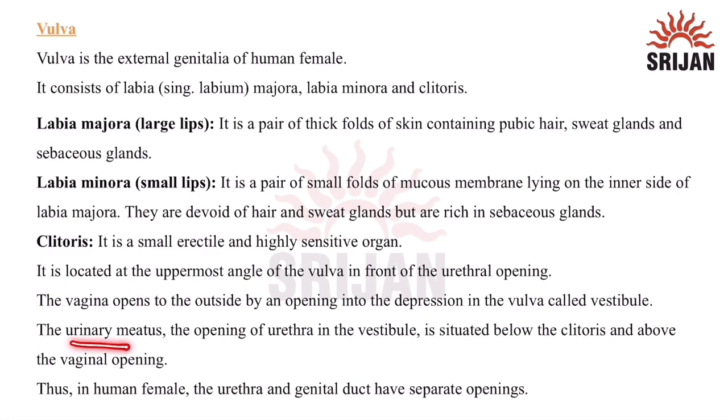The urinary meatus, the opening of the urethra in the vestibule, is situated below the clitoris and above the vaginal opening. Thus in the human female, the urethra and the genital duct have separate openings, unlike males, which have a common opening via the urethra.